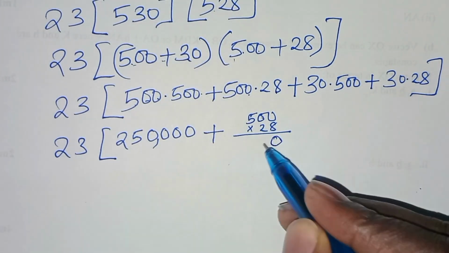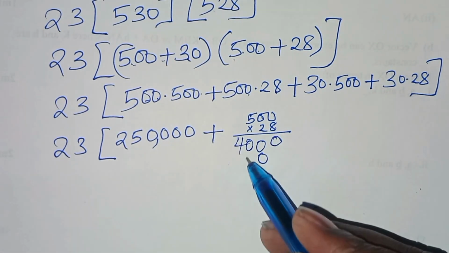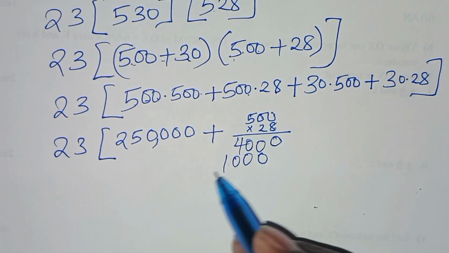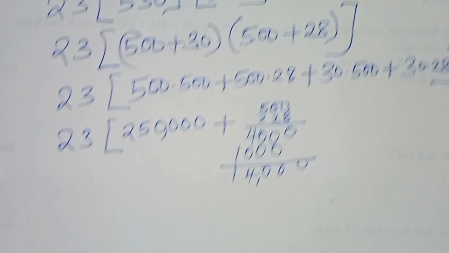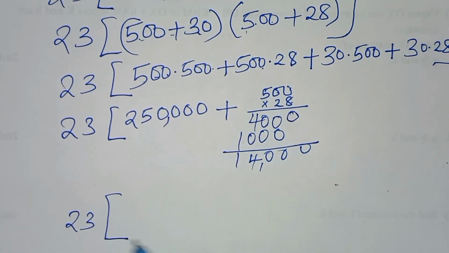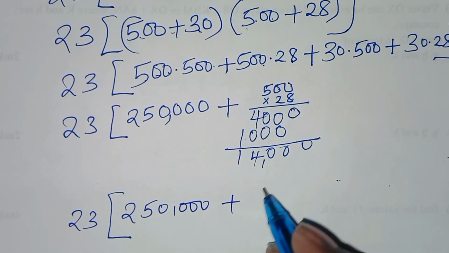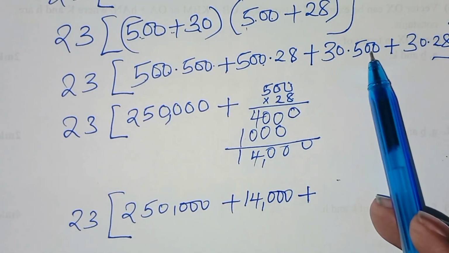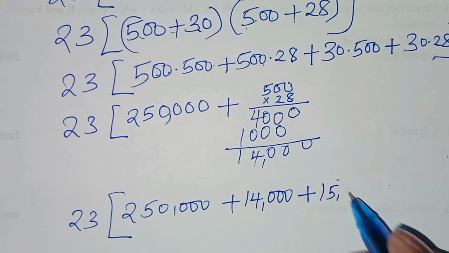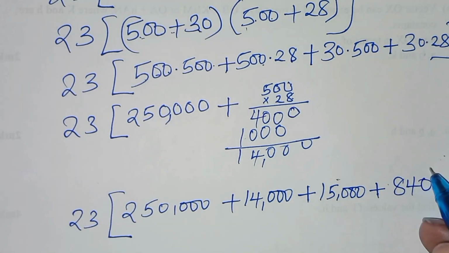So this is 0, 0, 8 times 5, this is 40. And here we have 0, 0, and this is 5 times 2, which is 10. So here we have 14,000. So in this case, we'll have 23 times, in the parentheses, 250,000 plus 14,000 plus, now here we have 30 times 500. This is actually equal to 15,000, plus 30 times 28, and this is equal to 840.